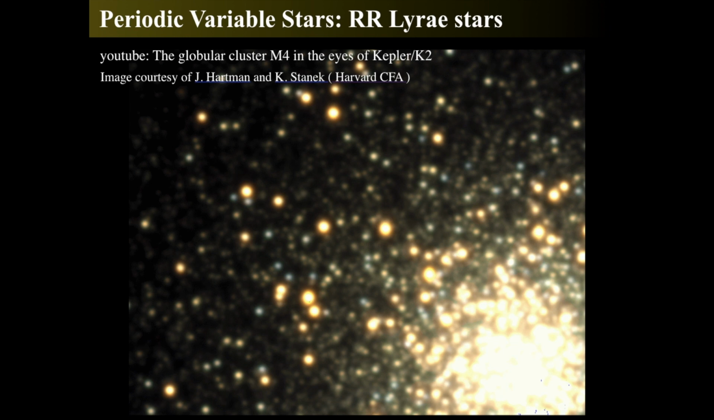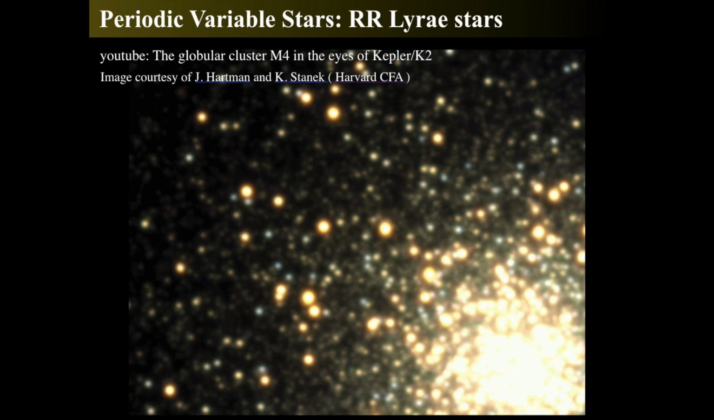And we're looking here at a Kepler Space Telescope view of the globular cluster Messier Object Number 4. And as you can see, some of the stars seem to be blinking on and off. This is from Hartman and Stanek of Harvard Center for Astrophysics. This is using the Kepler mission in its K2 mode, as it only has two reaction wheels to help keep it stable, so it can only focus on an area of the sky for a short period of time before it must move on.